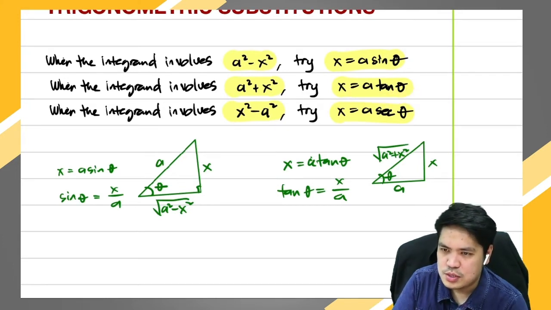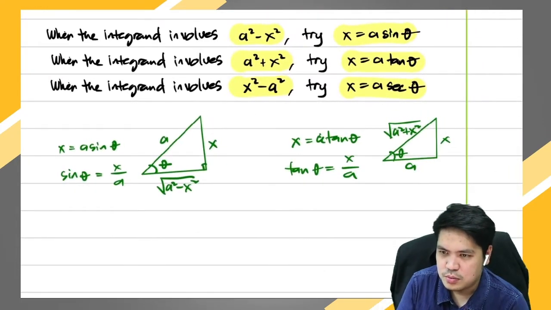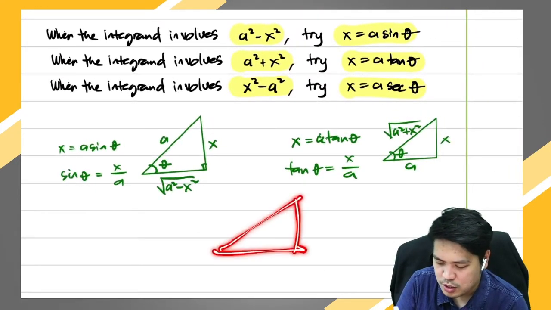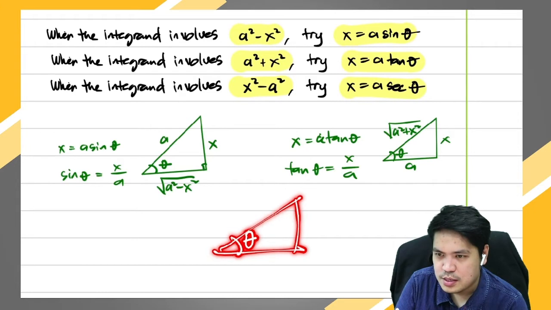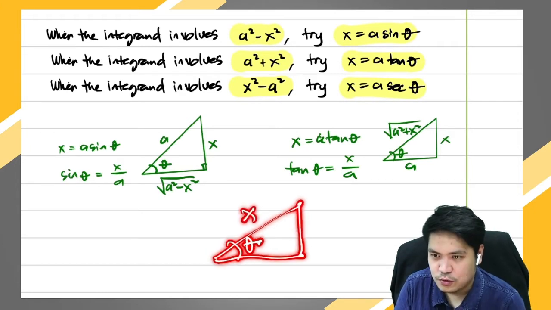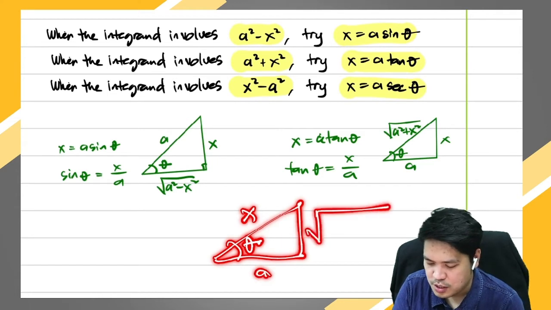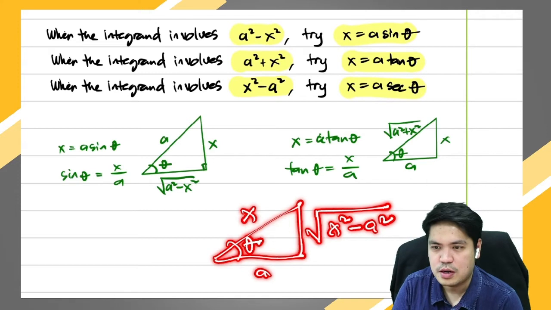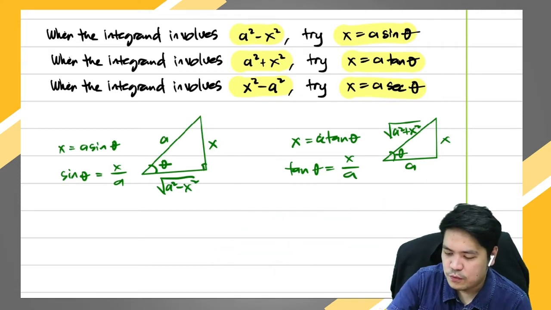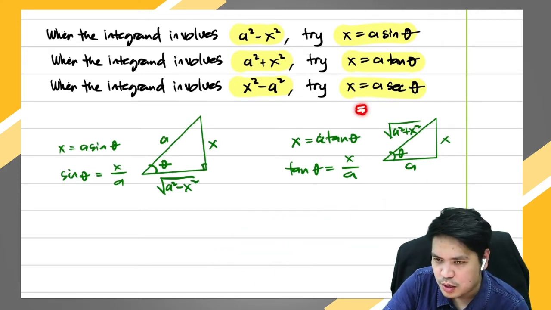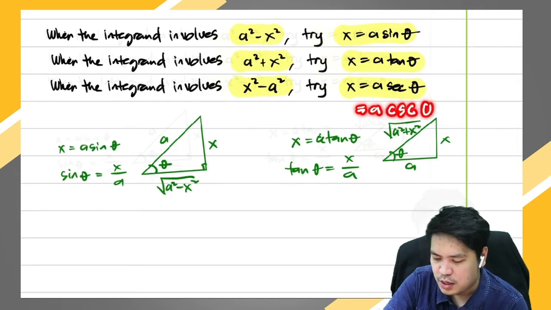And if you do the same with secant, we get the same result. We'll have this triangle, right? Secant is hypotenuse x over adjacent a. So therefore, the other side is just the square root of x squared minus a squared. Okay? So the same here. And for secant, we can also use cosecant, the complement of secant.